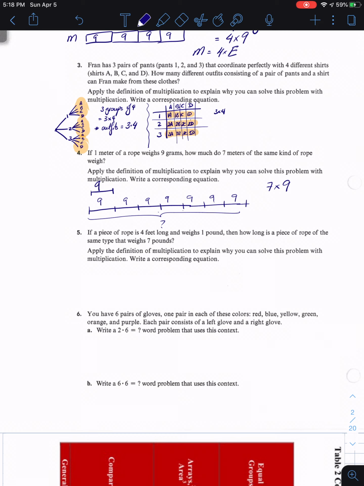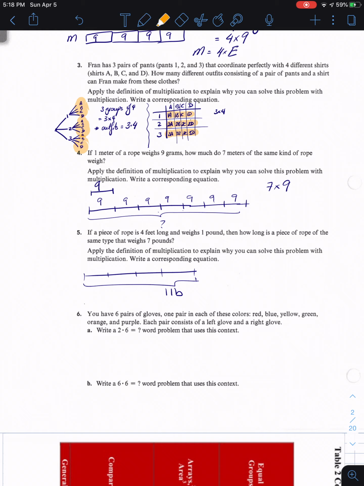Number 5, a piece of rope is 4 feet long and weighs 1 pound. Then how long is a piece of rope of the same type that weighs 7 pounds? So if it's 4 feet long is 1 pound. How long is a piece of rope of the same type that weighs 7 pounds? So if this is 1 pound, don't we need 7 of these 1 pounds?